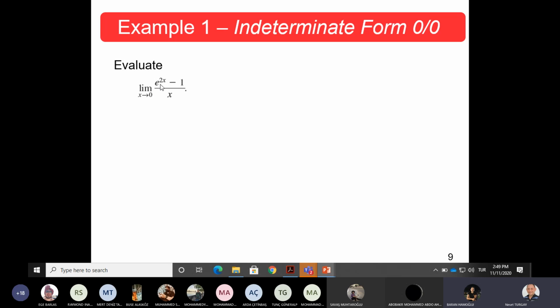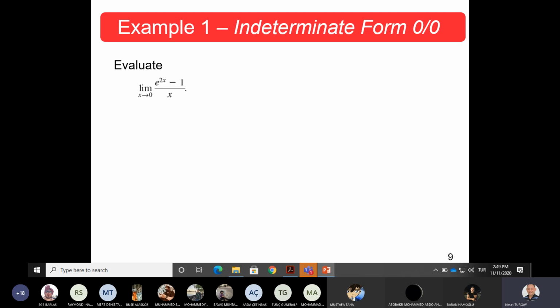So e to the power 0 is 1. Yeah, you are very good. 1 minus 1, 0. This is also 0. 0 over 0 is what? Indeterminate form. Yes. Okay.